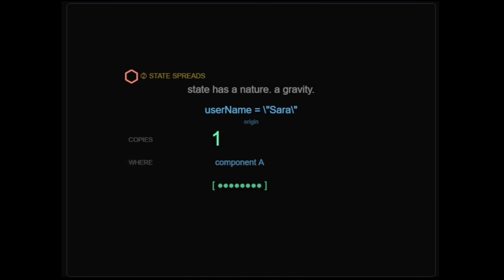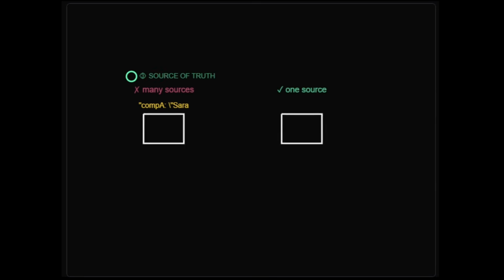Here is what this looks like in practice. You fetch a list of users from the server. You store it in a component's local state. Then you fetch it again somewhere else and store it there too. Now you have two copies of the same data. They start out identical. They will not stay that way. The user updates their profile. One copy updates, the other doesn't. Your system now has two different answers to the question, what is this user's name? And no clear way to know which is right.